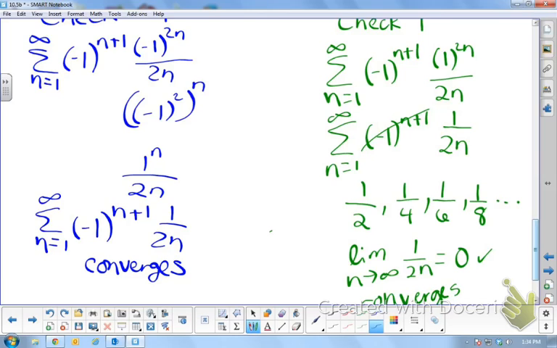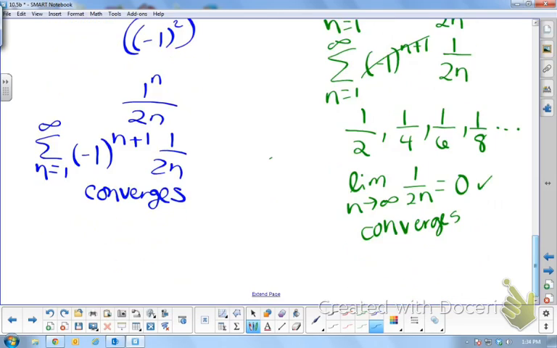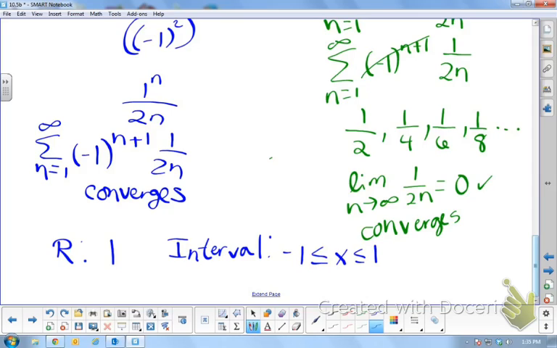So this doesn't affect your radius. What this does affect is your interval. My radius is still 1. My interval is -1 less than or equal to x less than or equal to 1.